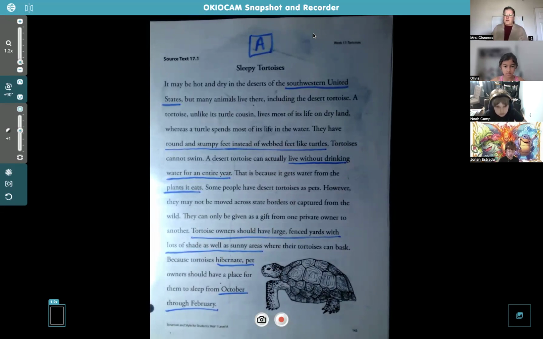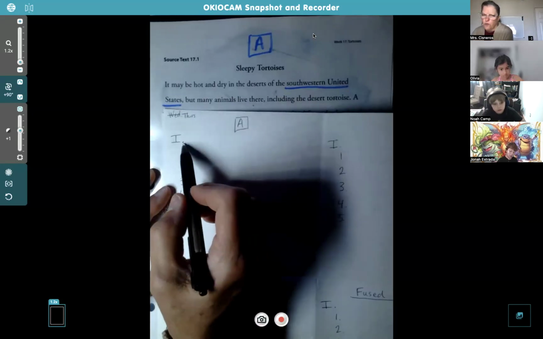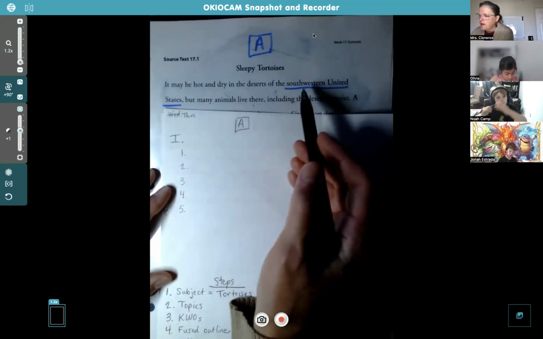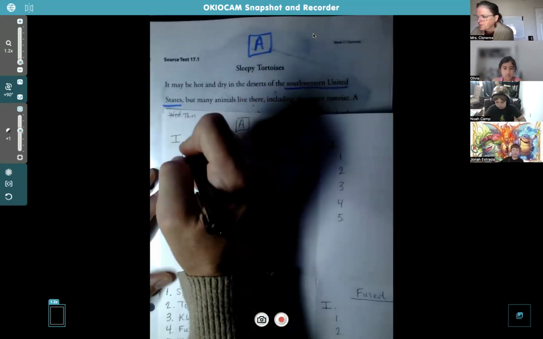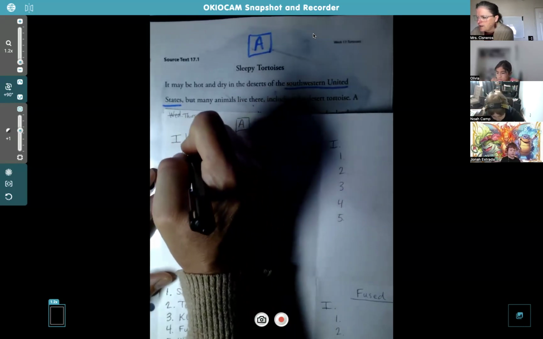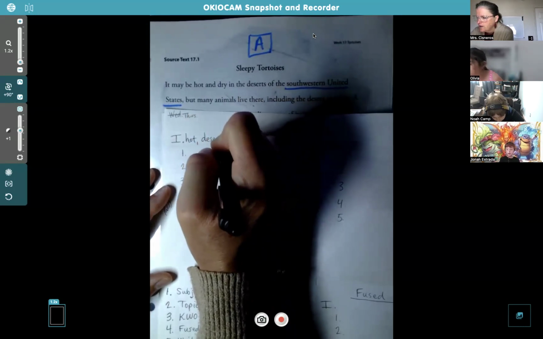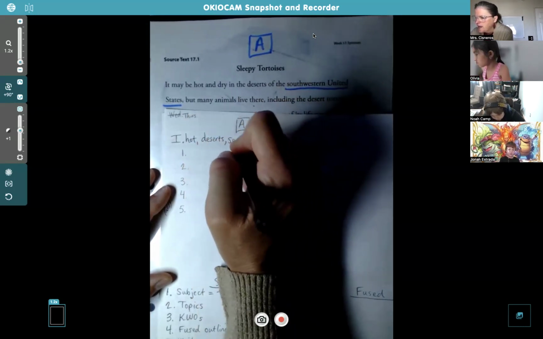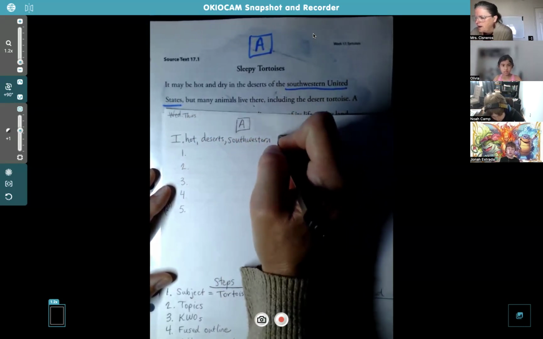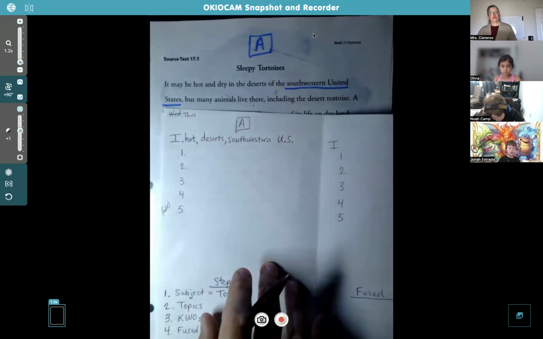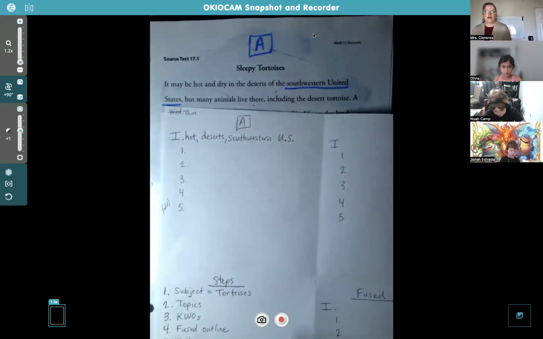So now I'm going to do this first one with you, but here's the thing. If you already know what you want to put on your outline, you can work on it by yourself. Let's do the first one together though. Roman numeral 1 right here. They live in the southwestern United States. They live in the deserts. So I'm going to put hot deserts, and then I'm going to put southwestern, and then I'm going to put US. Hot desert, southwestern US. That's where they live.